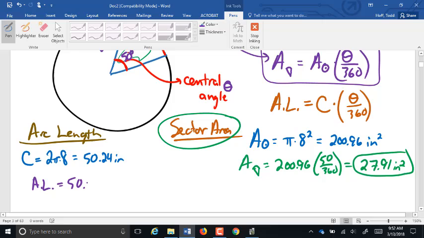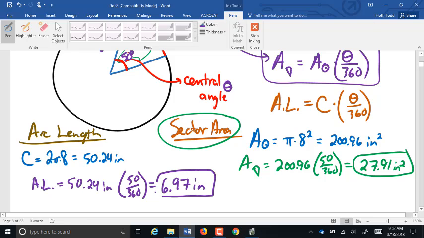Okay. So 50.24 inches times 50 over 360, which is going to give us 6.97, works for me. Inches is our arc length. That look familiar?